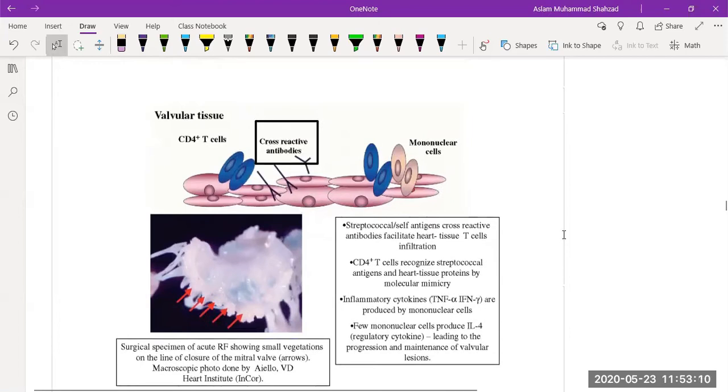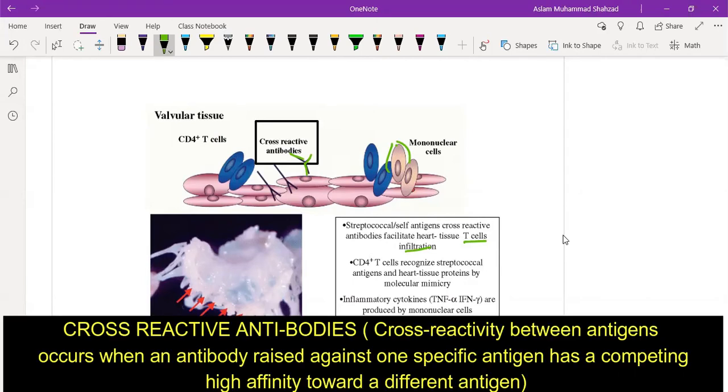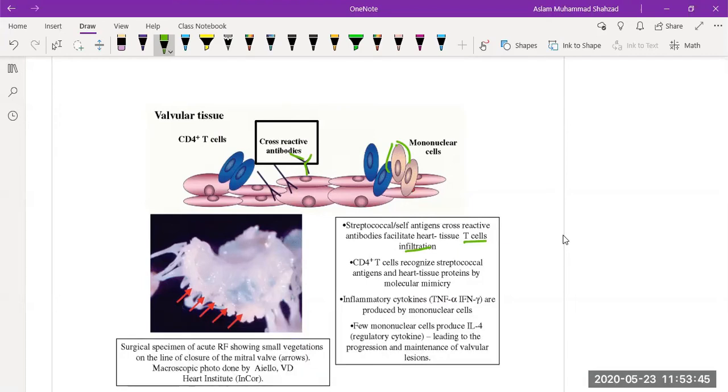So what will be the effect, what will it do? Again, you can see that the valvular tissues contain mononuclear cells, the round structures, and these are cross-reactive antibodies that bind with them. The streptococcal or self-antigen cross-reactive antibodies facilitate heart tissue T-cell infiltration. The formation of the cross-reactive antibodies on the heart muscles, especially in the valvular tissues or in the myocardium, is responsible for facilitating the T cells to bind. If these CD4 T cells bind with the cross-reactive antibodies, they can then affect the valvular tissues.